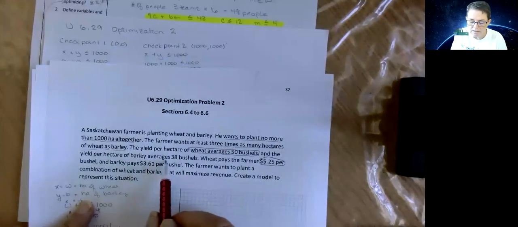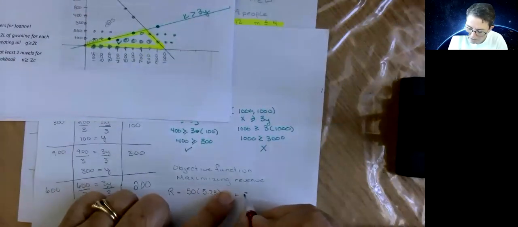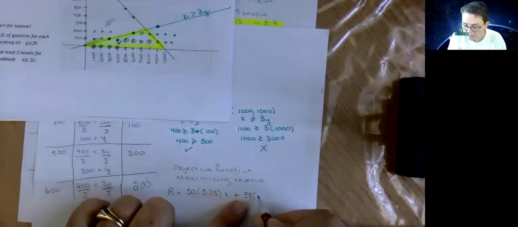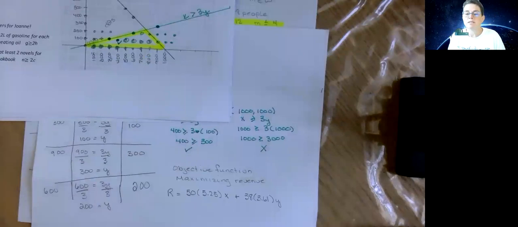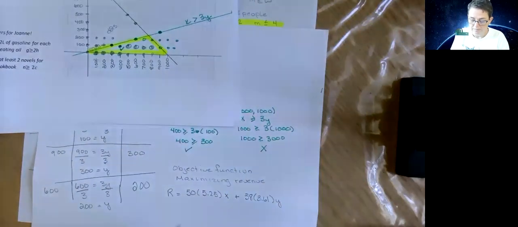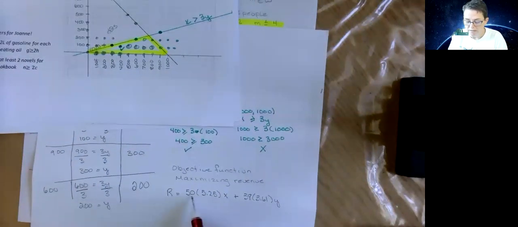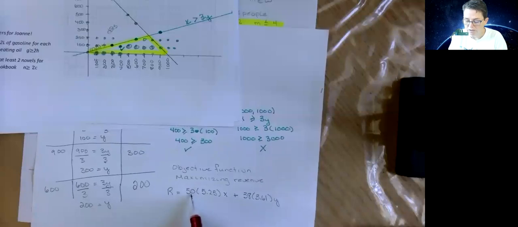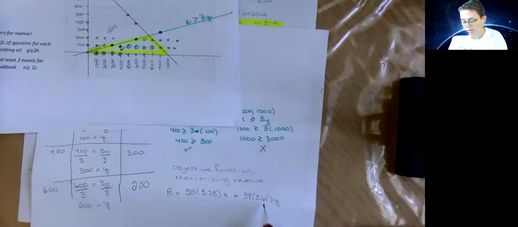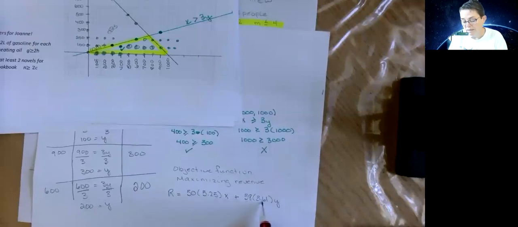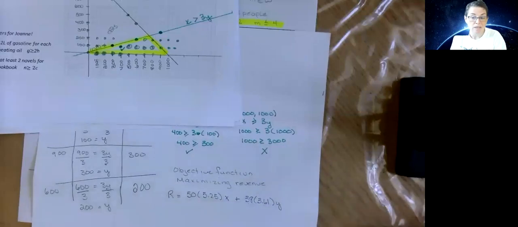Now for the barley, it averages 38 bushels and it's $3.61 each. So it's going to be 38 times 3.61 times y. That's how much Farmer Dude is going to make. And for the barley, there's a lower return and a lower amount that they get, which is why he's not planting as much barley as he is wheat, right?